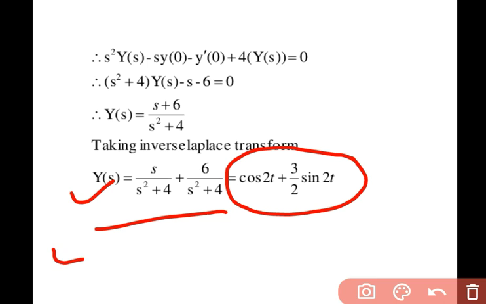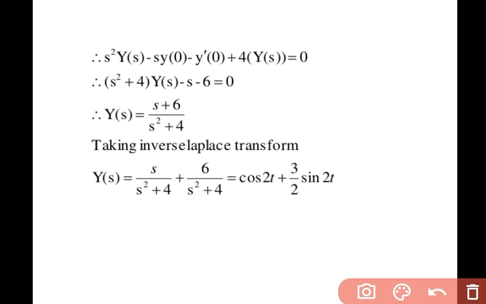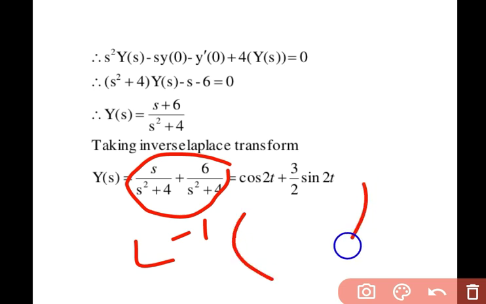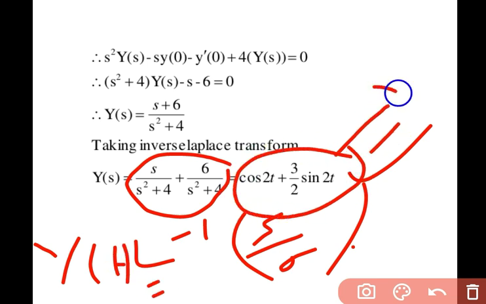Here, taking L inverse on both sides, L inverse of y bar(s) equals L inverse of s upon s squared plus 4 plus 6 upon s squared plus 4, which gives cos 2t plus 3 by 2 sin 2t. So we get the final result: y(t) equals this, and this is the final result.